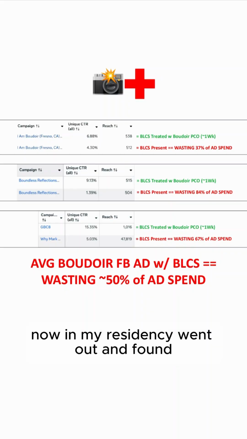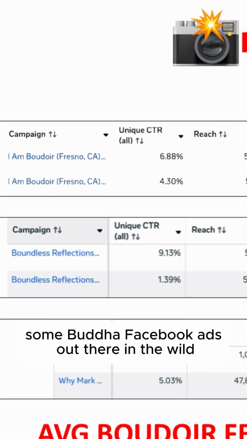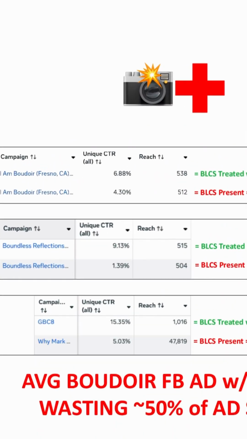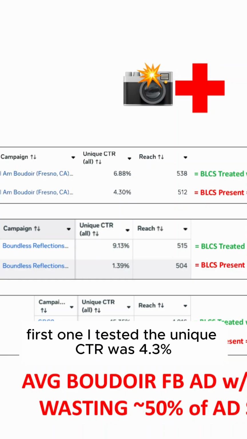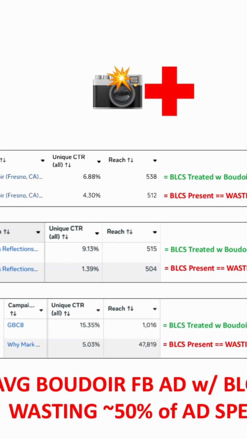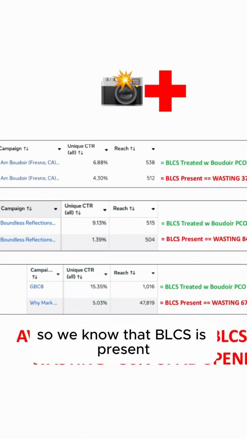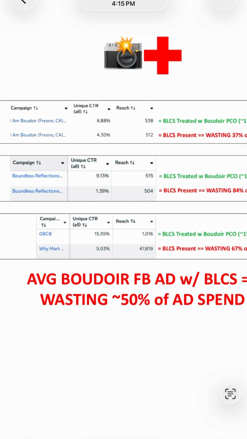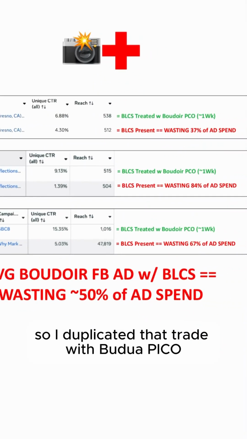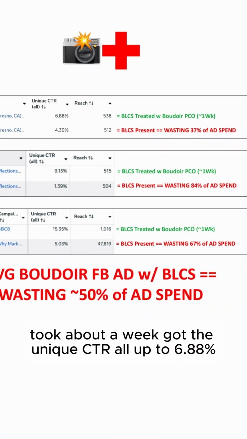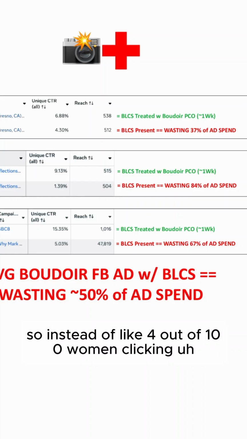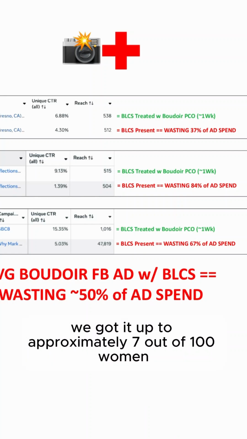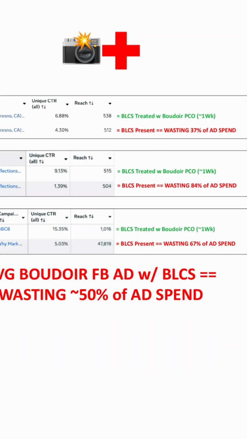Now, in my residency, I went out and found some boudoir Facebook ads out there in the wild. First one I tested, the unique CTR all was 4.3%. So we know that's under 6%, so we know that BLCS is present. So I duplicated that, treated with boudoir Pico, took about a week, got the unique CTR all up to 6.88%. So way better. So instead of like 4 out of 100 women clicking somewhere in the ad, we got it up to approximately 7 out of 100 women.